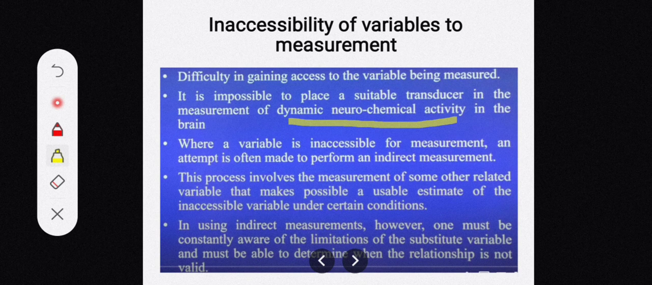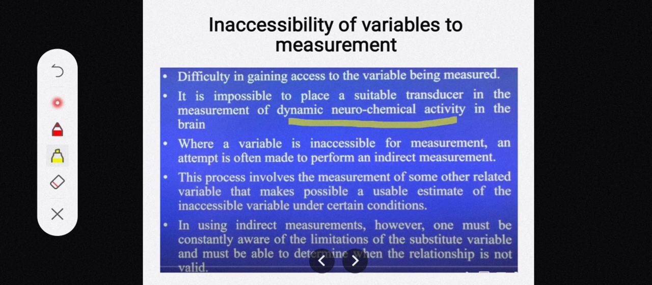So in indirect measurement, even though we have measured some other variable which is related to the inaccessible variable, we need to know the limitations of the substitute variable, because we need to determine when the relationship between the two variables is not valid. There might be certain points at which the relationship between the two variables is not valid. So this is the first problem of obtaining measurement from a living system, that is, inaccessibility of variables to measurement.